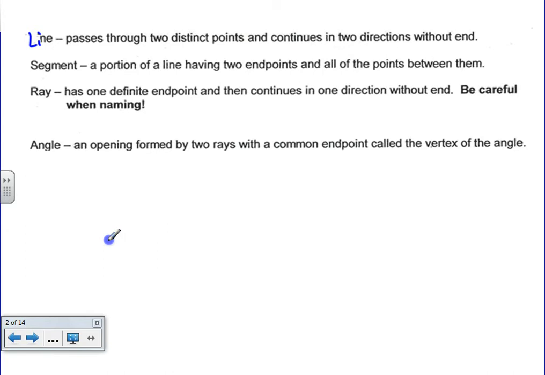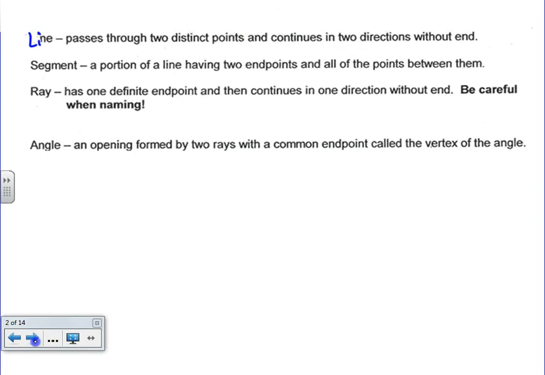So it's important to distinguish a line versus a line segment. A segment would have two endpoints, and it would contain all the points in between those two endpoints. A ray has one endpoint and then continues forever in the other direction. You have to be careful when you name your ray because you have to begin with the endpoint and end with the other point on the ray. An angle is formed by two rays and have a common endpoint called a vertex.